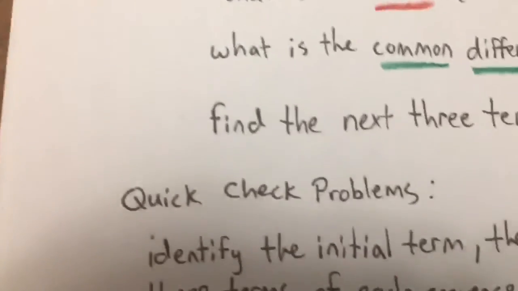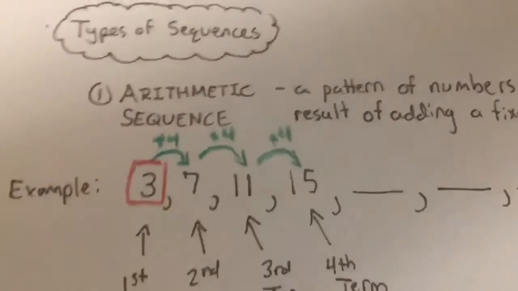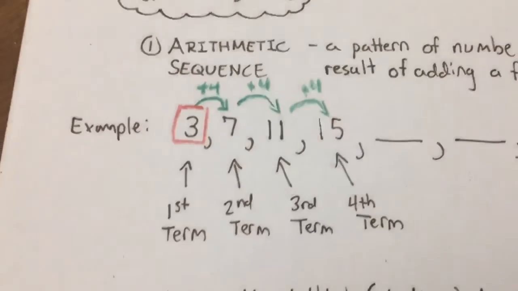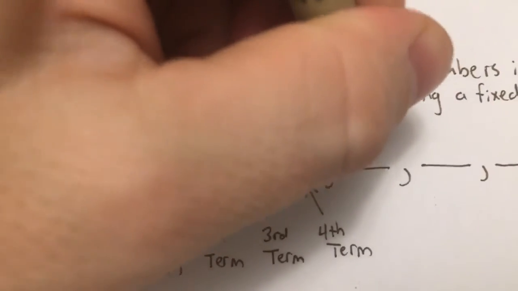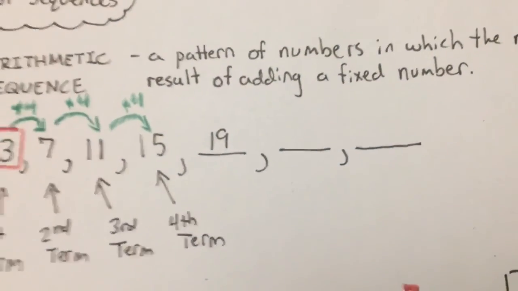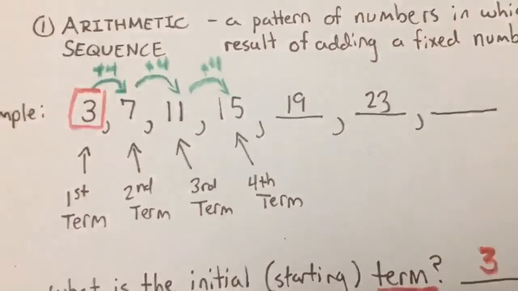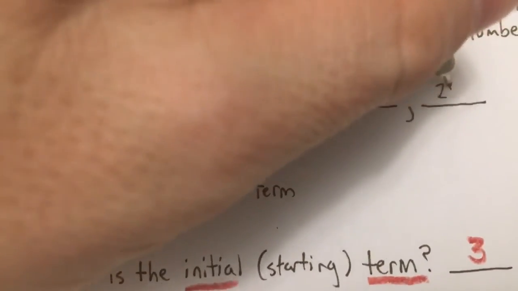So now, let's find the next 3 terms now that we know what the common difference is. So 15 plus 4 is going to give us 19. And then the next one, 19 plus 4, will give us 23. And then 23 plus 4 gives us 27.